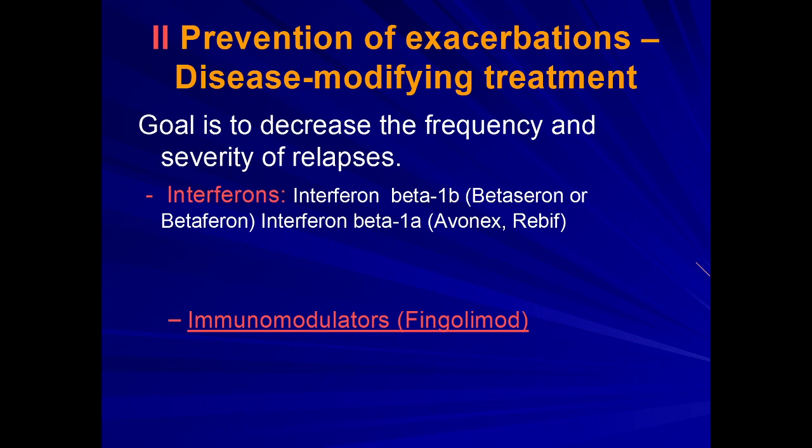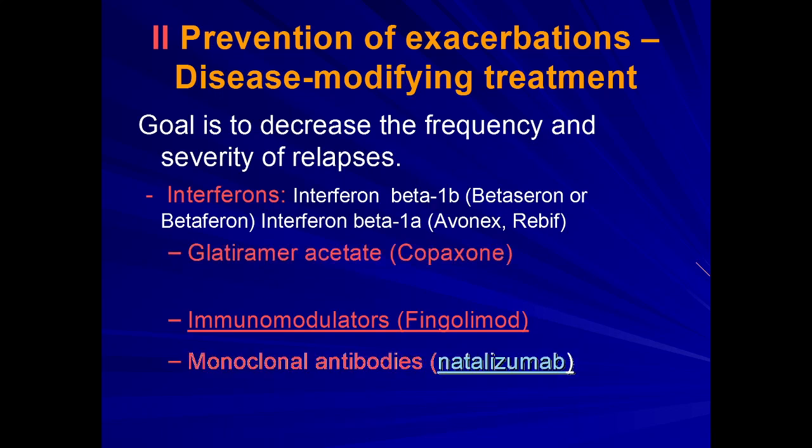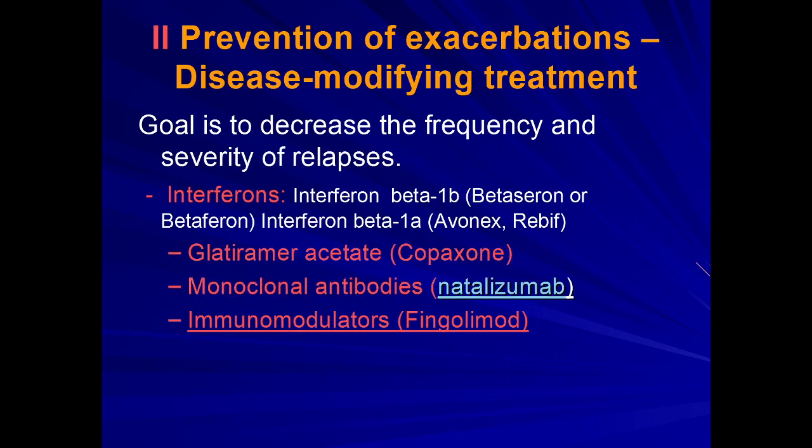Prevention of exacerbation, disease-modifying treatment, is when we try to slow down the development of the disease. The first-line medications are interferons and the second line are immunomodulators. Fingolimod. Or monoclonal antibodies, natalizumab, or glatiramer acetate. So first line are interferons and glatiramer acetate, second line monoclonal antibodies.